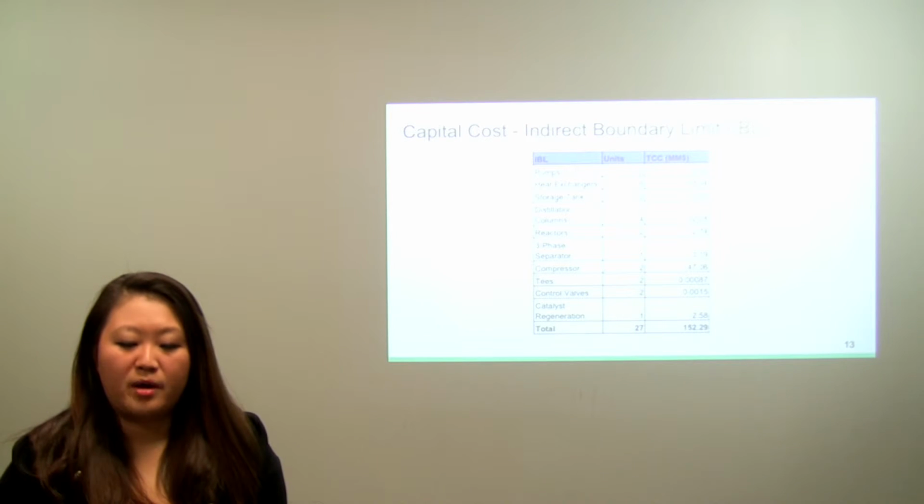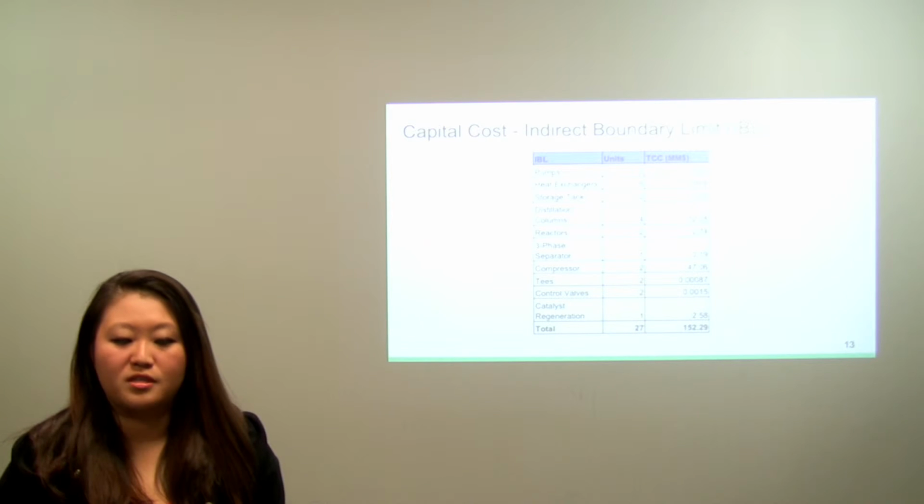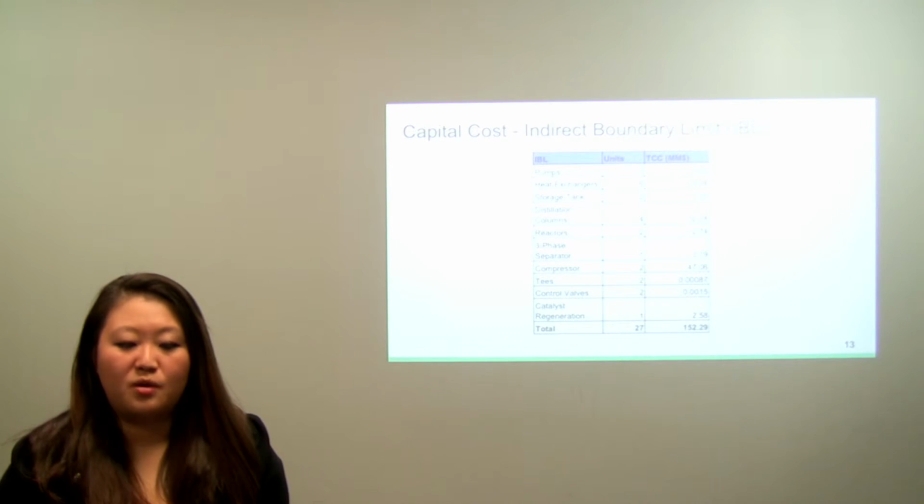The cost of primary tees and control valves for processing mainstream is featured here. The catalyst regeneration includes the cost of a pump, a drum, and 2 heat exchangers needed for the system. As a result, the total IBL was calculated to be $152 million.